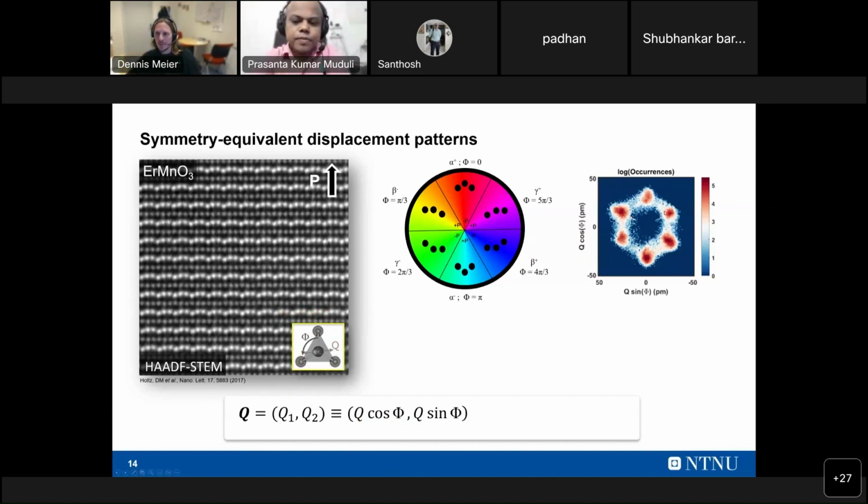When you then do larger images, you can really see that all these 6 states are populated. You see them here now in order parameter space, written down as amplitude times cosine of the phase for the 2 order parameter components. And you see really all 6 states are populated. In between, you also have some contributions, and that's actually not just noise. This is where the domain walls are. They have a slightly different symmetry, so they also show up here. You can already see from that that the atoms are shifted in slightly different directions.